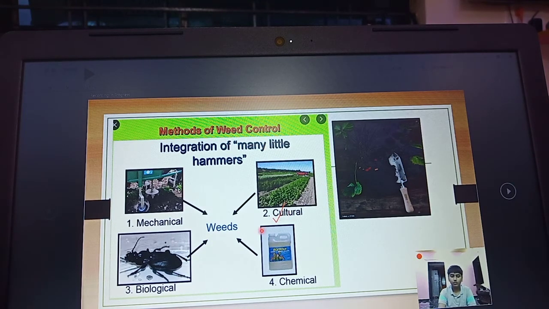In the biological way, you add some insects so that they eat up the weeds. In the chemical form, you add some chemicals.